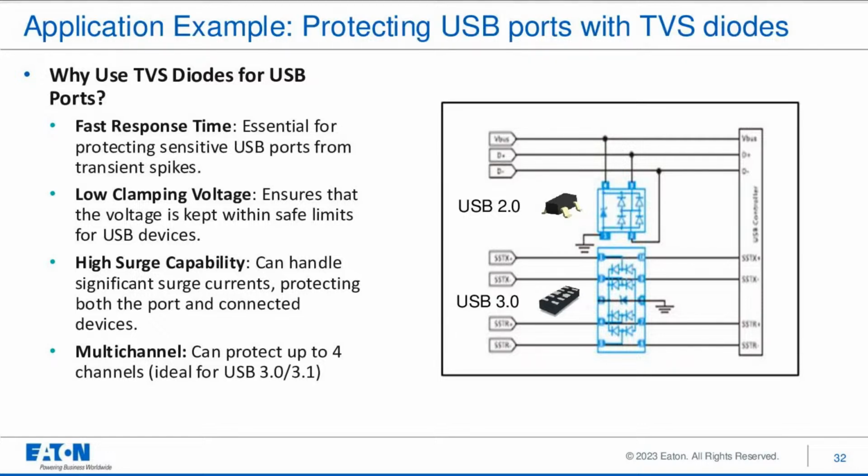Let's review an example using TVS diodes to protect USB ports. TVS diodes are available in multi-channel array options, which allows us to protect the multiple channels in USB ports. To protect USB 3 interfaces with a TVS diode, the peak pulse current rating is an important factor. Typically, a TVS diode for USB 3 should have a peak pulse current rating of around 5 amps for an 8x20 microsecond waveform.